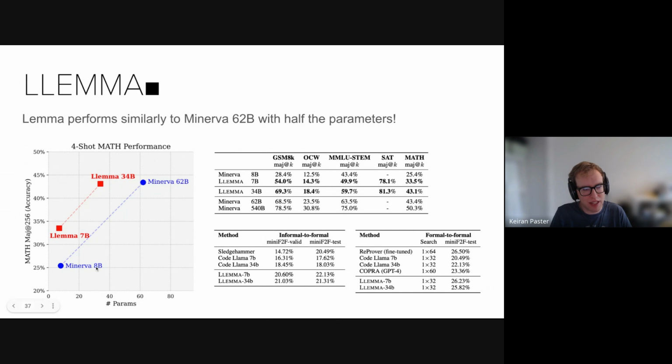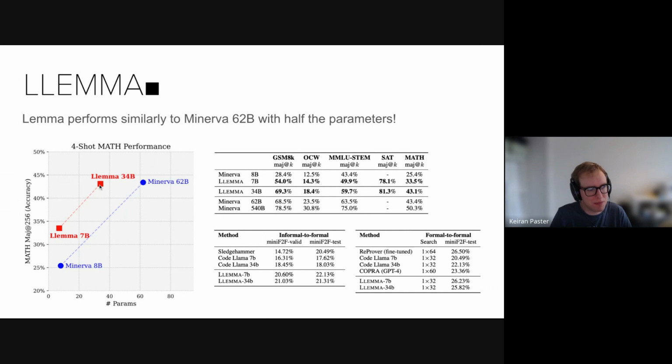So they train this 8 billion model, this 62 billion model, and somewhere over here is their 540 billion model, not included on the plot. But basically what we find is that our Llemma model gets roughly the same performance as the 62 billion model at only 34 billion parameters.